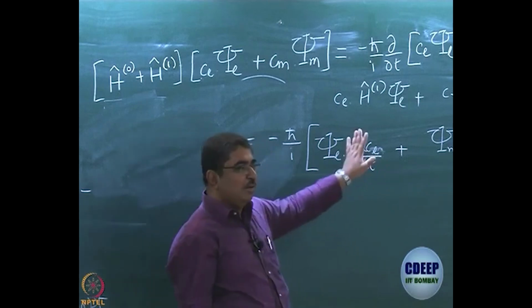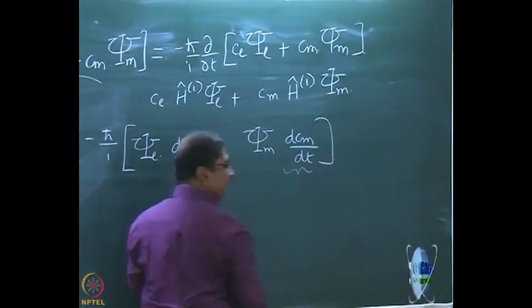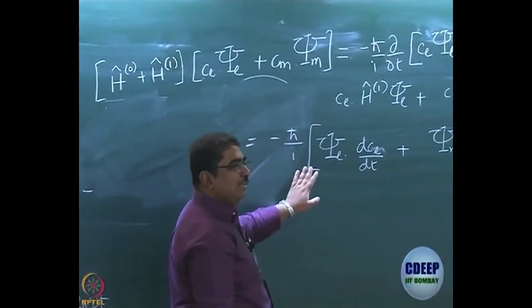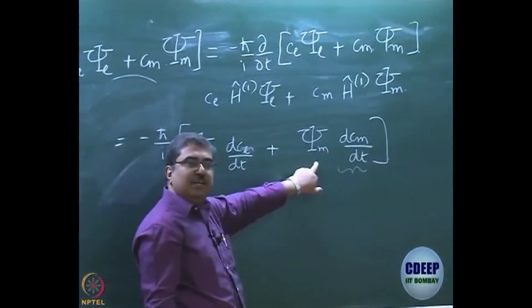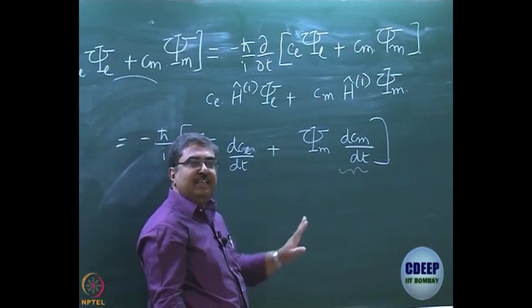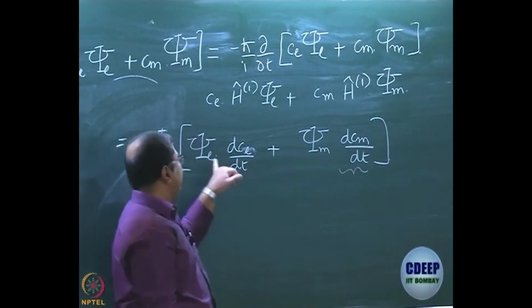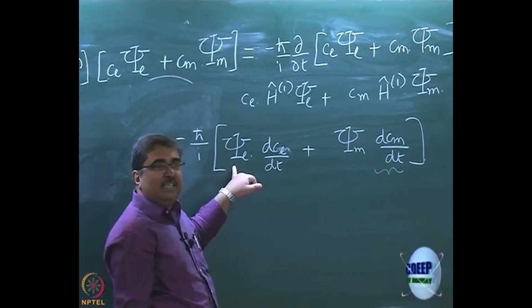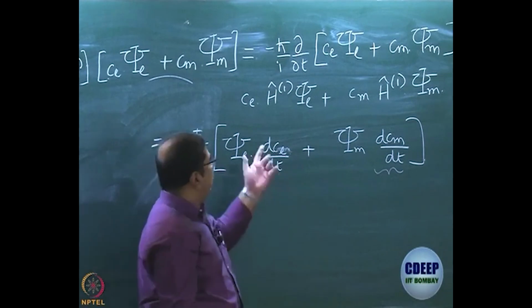So, we want to eliminate one of the terms. We just decide that we are going to work with dCm/dt. I want to eliminate this. What is the best way of eliminating the first term? Left multiply by the complex conjugate of capital psi M and integrate over all space, right. Then what will happen? This is going to vanish because capital psi L and capital psi M are orthogonal to each other. Okay. Let us do that.